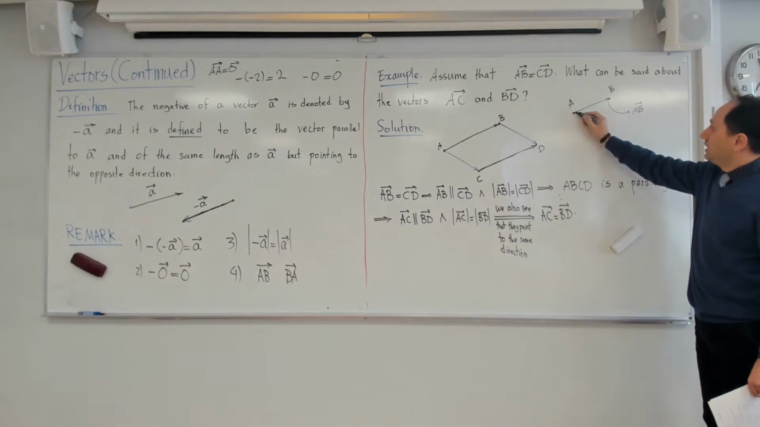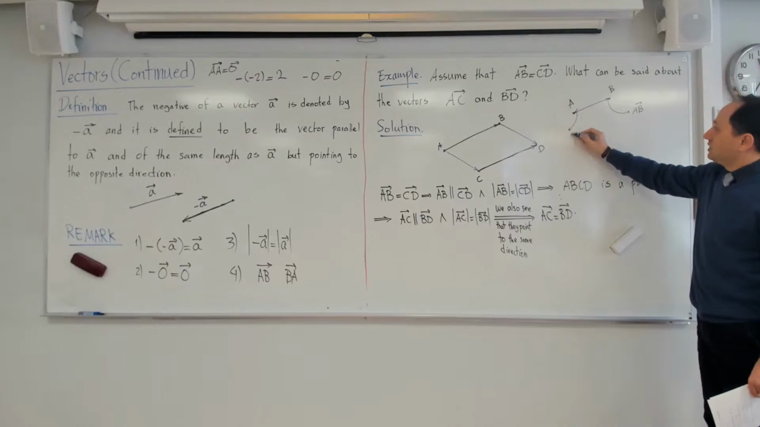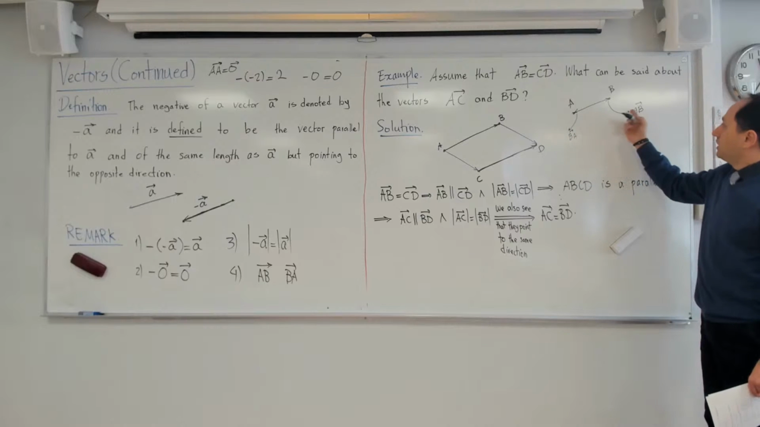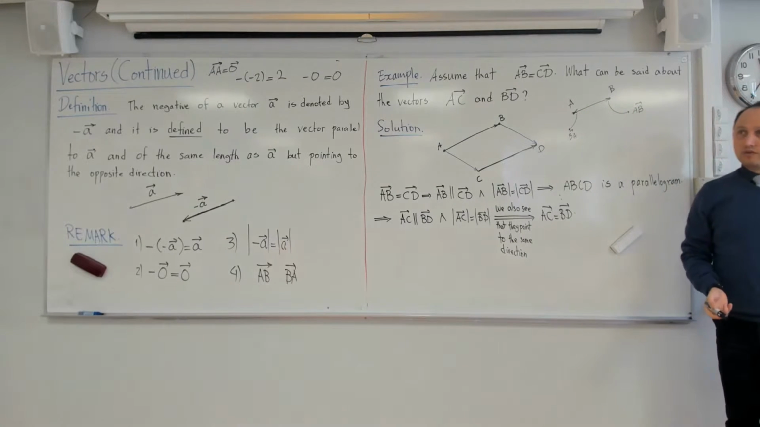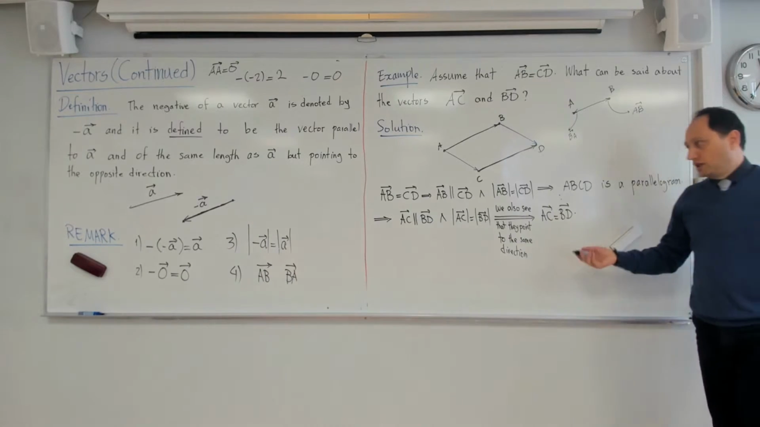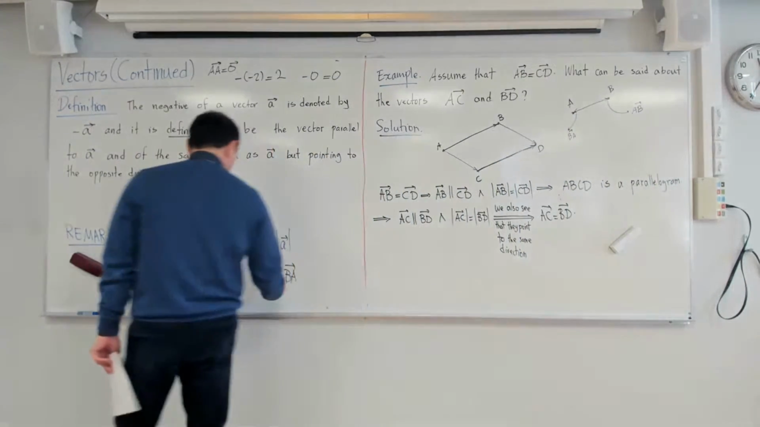So you start from here, you put the tip of the arrow here. So this is your vector BA. But what is the relation between these 2 arrows? Yes? They could be the negative. They are the negative. So remember, this is a very important fact.